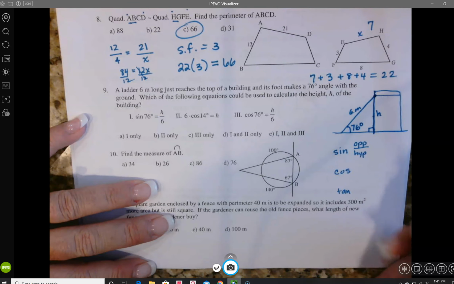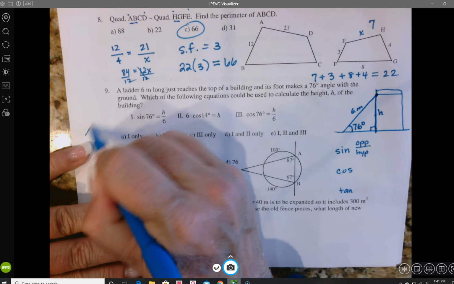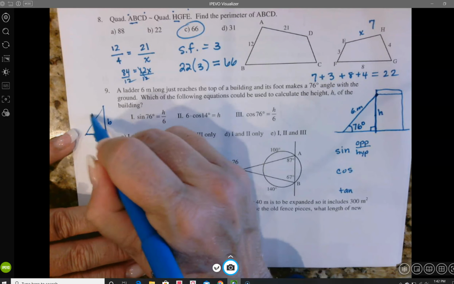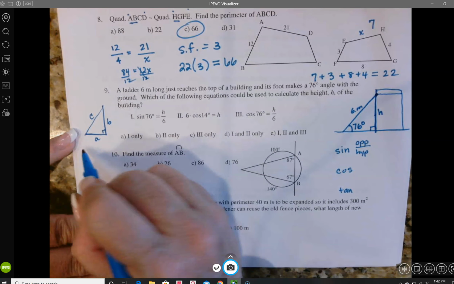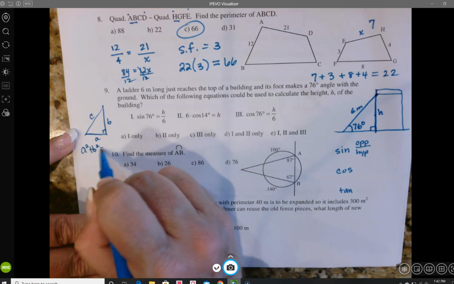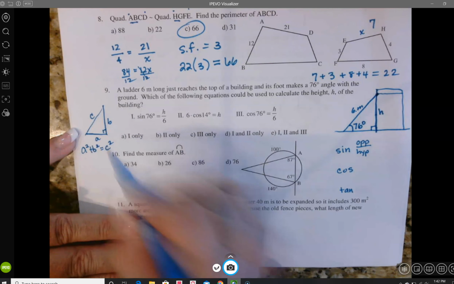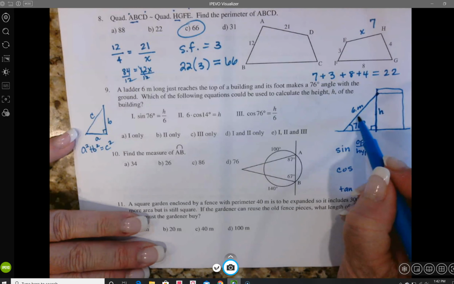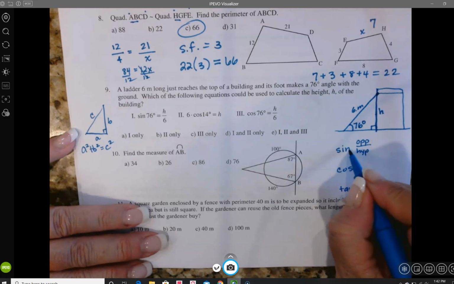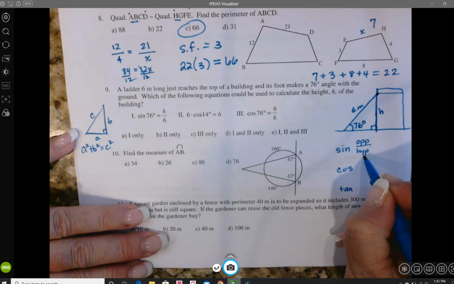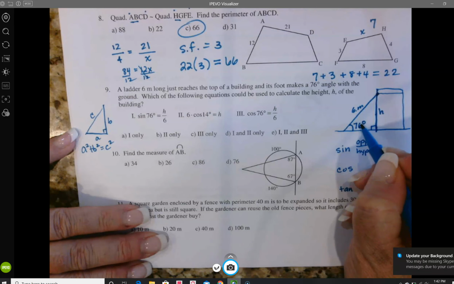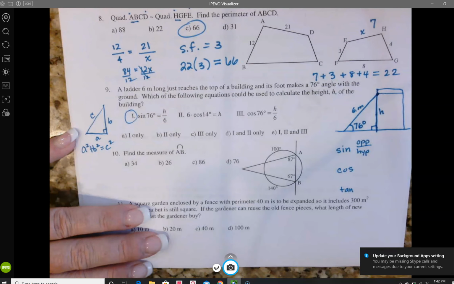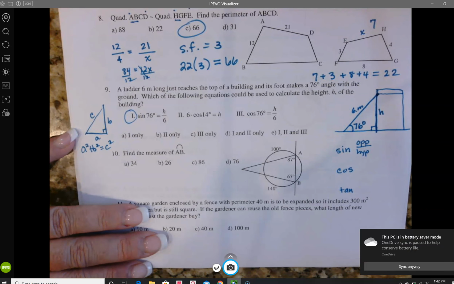In Algebra 1, hopefully you learned about the Pythagorean theorem, and that's in right triangles, and we learned about the hypotenuse is always opposite of the right angle, and we learned a squared plus b squared equals c squared. And that's just relationships between all the sides of the triangles. So we know the hypotenuse is always over here opposite of the right angle. So the sine of an angle is the opposite over the hypotenuse. So the sine of 76 degrees would be h divided by 6. So that tells me right away that number 1 is a possible answer.